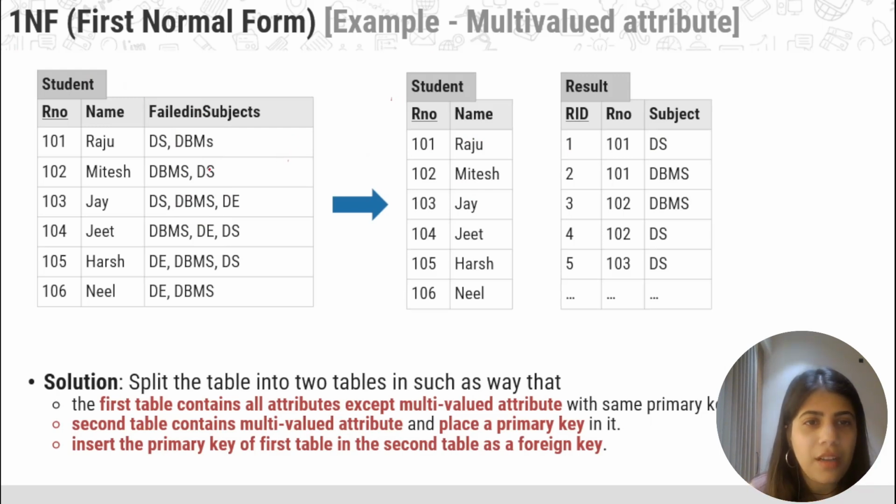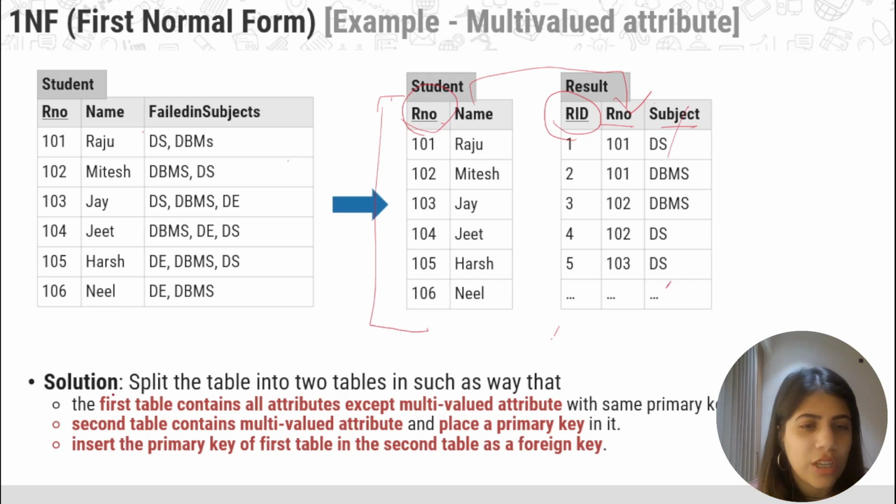In the student table, what we do is put roll number and name over here, except the multi-valued attribute. In the result table, I have given one more primary key as result ID, and I have added roll number and subject. I have used the primary key of the student table as the foreign key in the result table to link them, and the subjects over here.